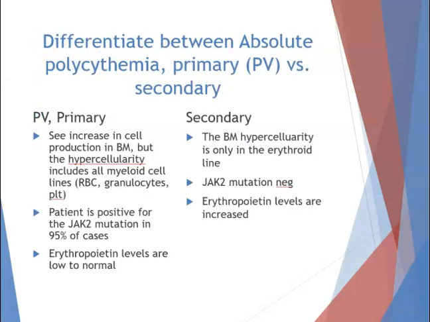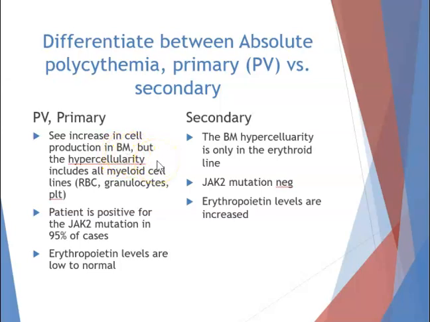So on this last slide, let's do a little comparison between our two different types of absolute polycythemia. So we can have primary and we can have secondary. And our primary are our patients with polycythemia vera or PV. And they are people that have a problem with bone marrow. So they have an increased production in the BM, which is referring to bone marrow in this case.